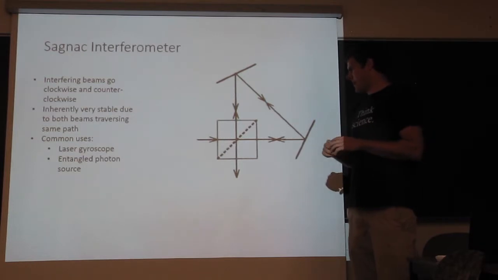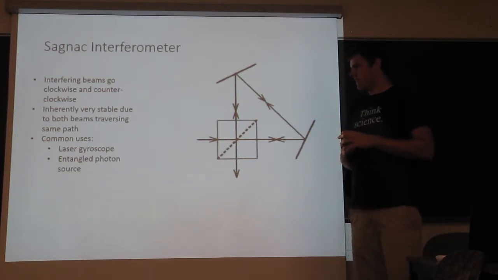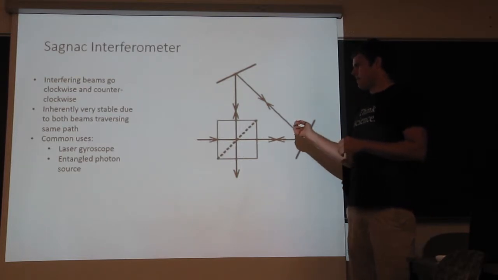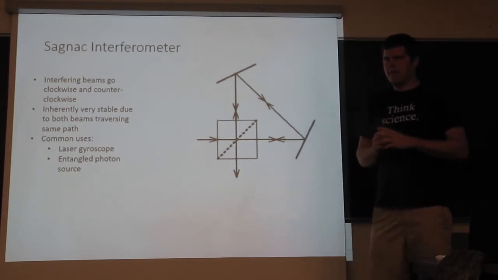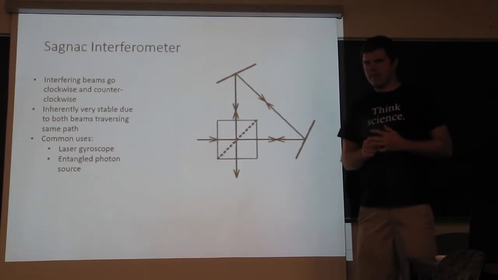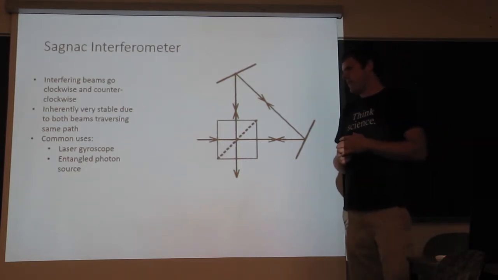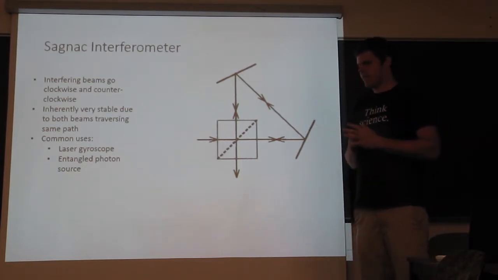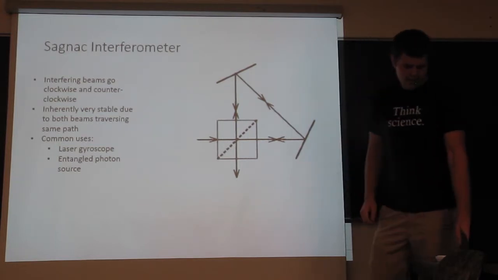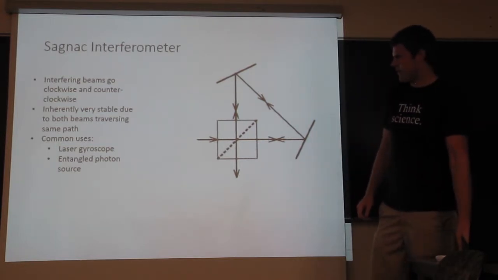It can be hard to make them. Environmental vibration is little because the two beams traverse the same path. This finds common uses in the laser gyroscope, and also we use them in entangled photon sources. There are many uses for this interferometer and for the other ones we're going to talk about.